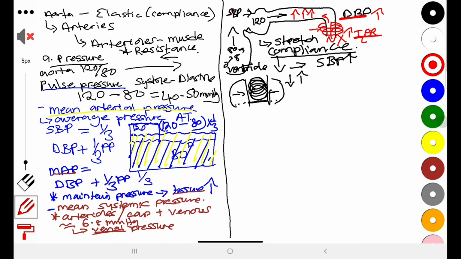It's also dependent on the amount of blood that is trapped in the aorta. Okay, because the aorta will have to recoil during diastole to sort of push the blood forward to the arterial tree. Now, if there's not enough blood that is in the aorta, you find that the DBP is going to reduce.